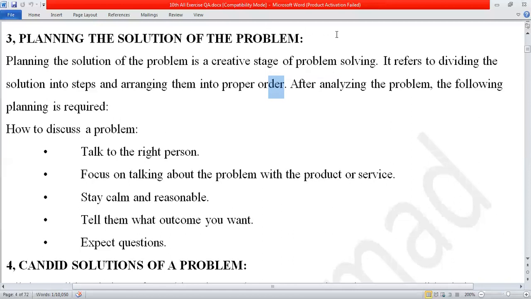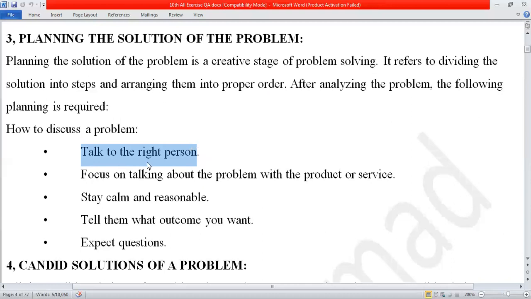So it will help when you make a computer program. After analyzing the problem, the following planning is required. How to discuss a problem? Talk to the right person. Now the right person, let's say in the examination system, who is sitting there in our school examination system, Sir Chandu is sitting for the board classes. So you will be concerned with Sir Chandu, you will not be concerned with me about the examination system.